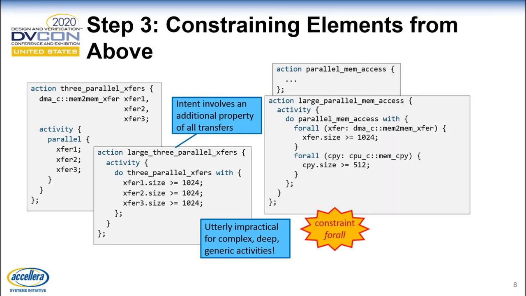Non-starter. Now we have constraint for all, a new constraint form, and it does exactly that. It's for all instances of a mem-to-mem transfer action in a certain subtree, apply a certain constraint. Maybe I want to do something similar for CPU mem copy, right? So abstracting from how the activity is actually structured, I'm placing a constraint on all elements by type. So binding a constraint by type in a certain context. And it's going to propagate all the way down to all instances of this type.